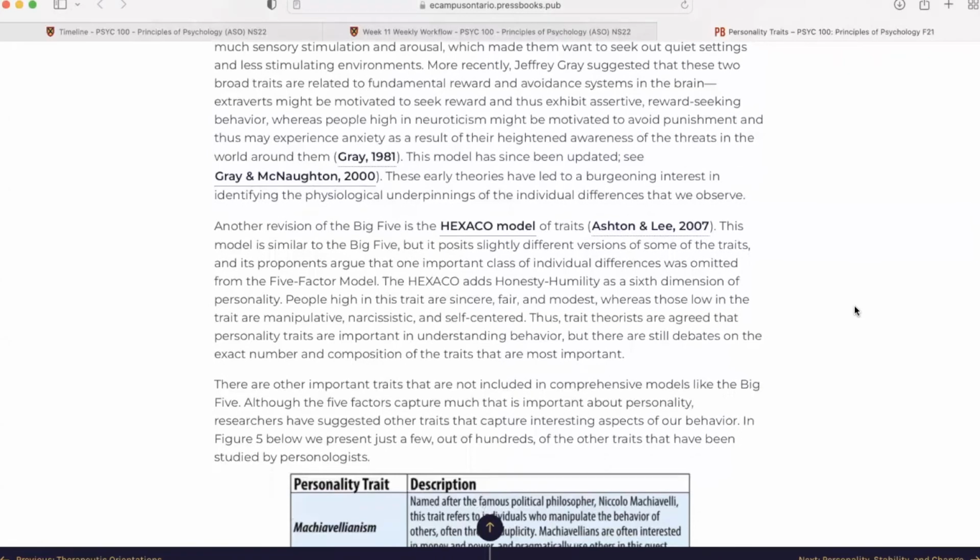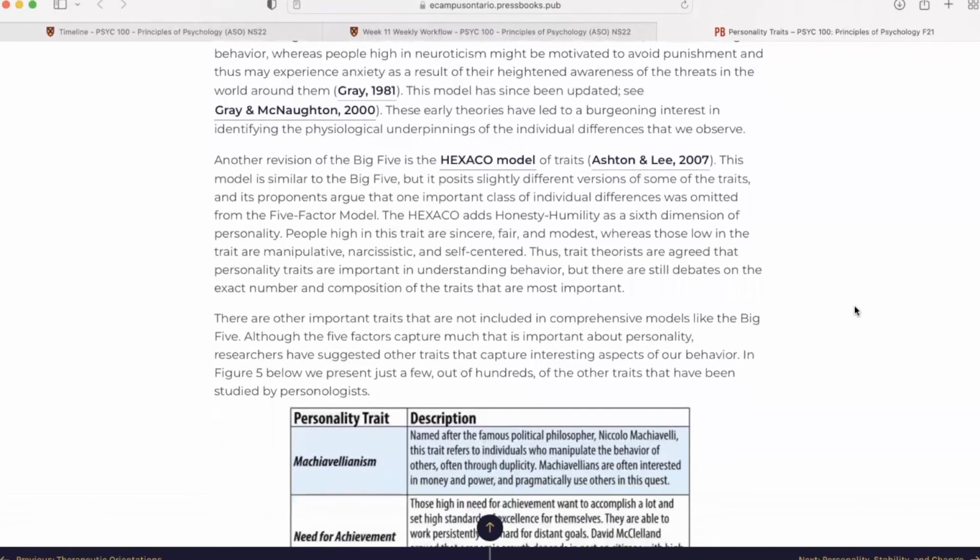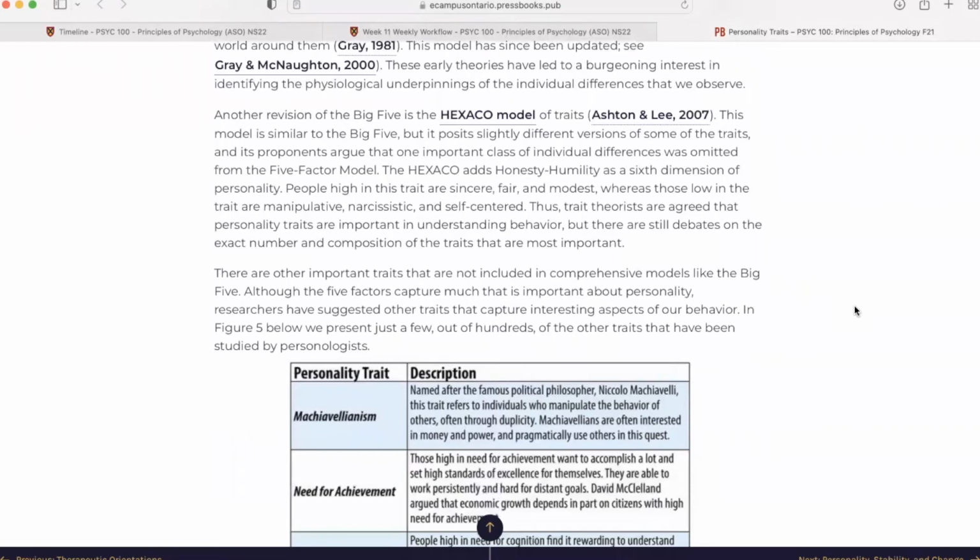Another revision of the Big Five is the HEXACO model of traits. This model is similar to the Big Five, but it possesses slightly different versions of some of the traits, and its proponents argue that one important class of individual differences was omitted from the five-factor model. The HEXACO adds honesty-humility as a sixth dimension of personality. People high in this trait are sincere, fair, and modest, whereas those low in the trait are manipulative, narcissistic, and self-centered.